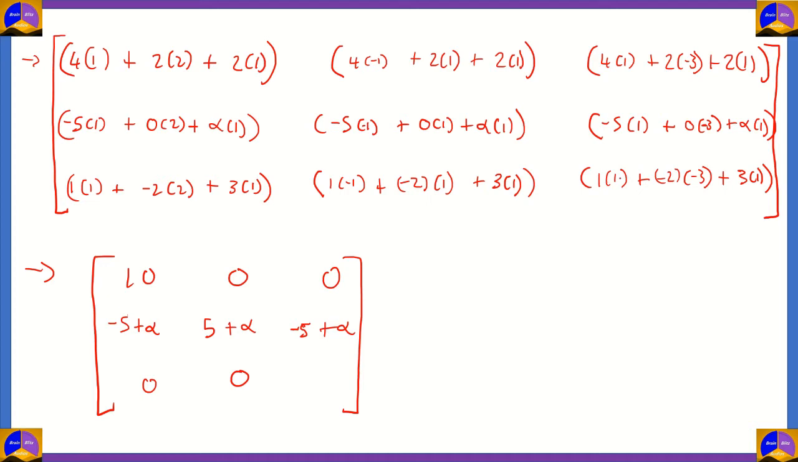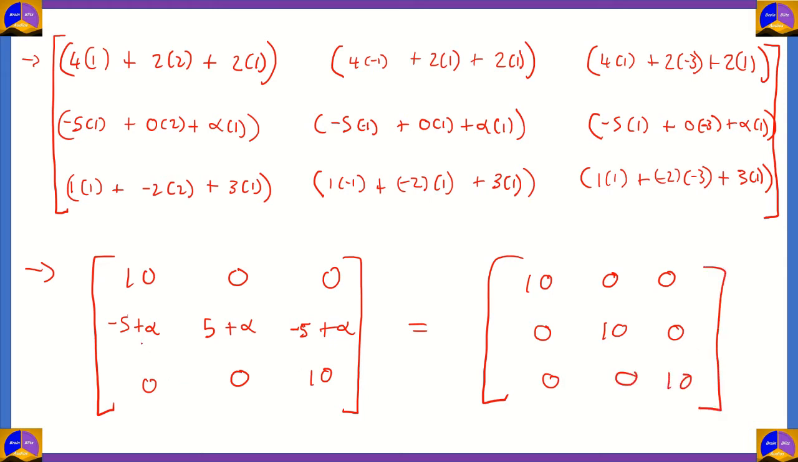Here you have 1 times 1 is 1. 3 times 1 is 3. So 4 plus minus 2 times minus 3 gives you 6. So 4 plus 6 is equal to 10. And on the right hand side, you have 10I, which is equal to 10, 0, 0, 0, 10, 0, 0, 0, 10.